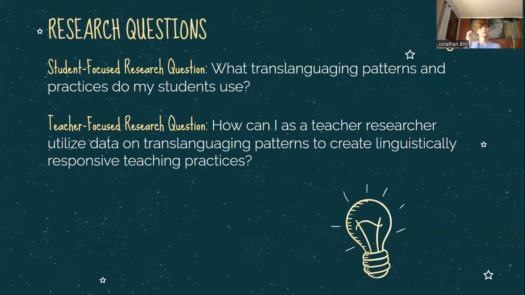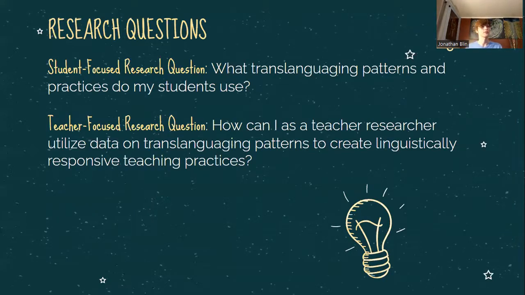Okay, moving on to my questions. My student-focused research question is: what translanguaging patterns and practices do my students use? This one is nice and open. It allows me to get a lot of data about general things that I notice in terms of patterns and practices with translanguaging.